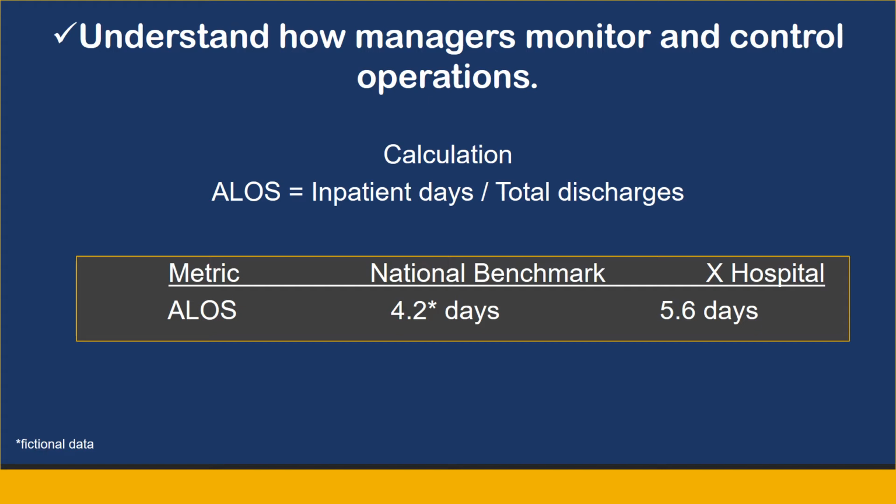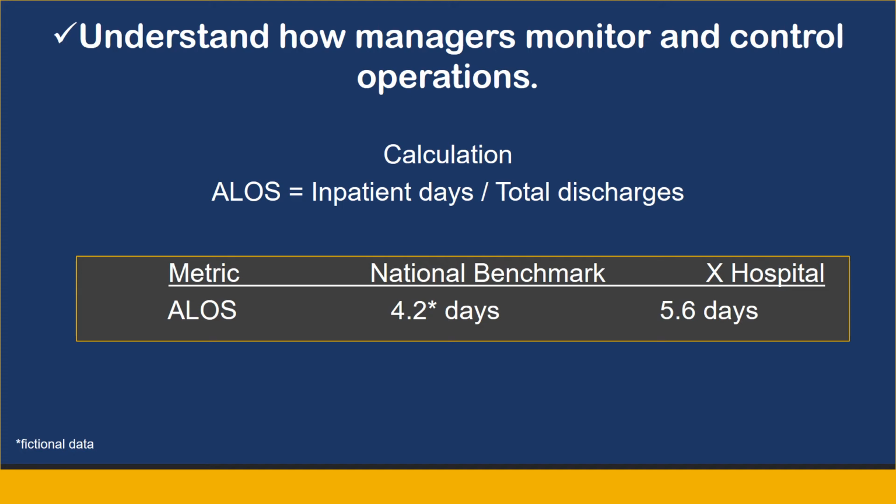In many cases, an organization's metrics are compared to national benchmarks as a way of evaluating the organization's performance in specific categories. For example, a common metric used in hospital systems is average length of stay. Average length of stay is calculated by dividing inpatient days by total discharges.